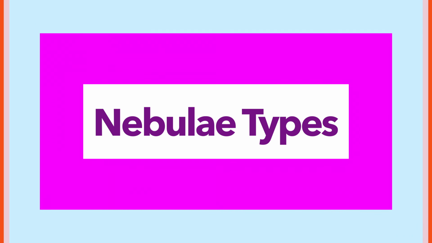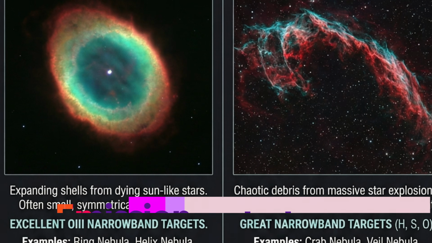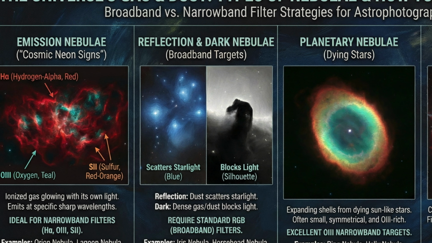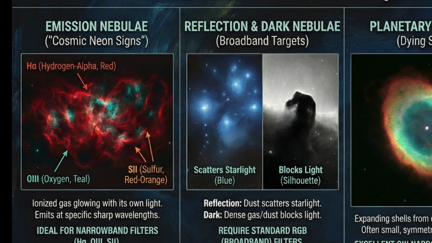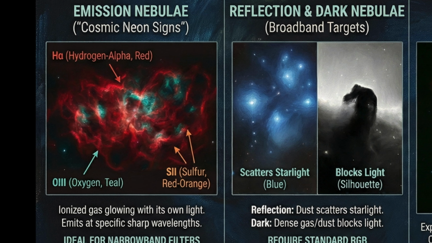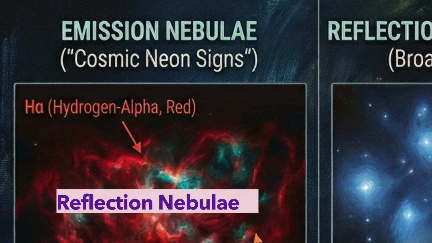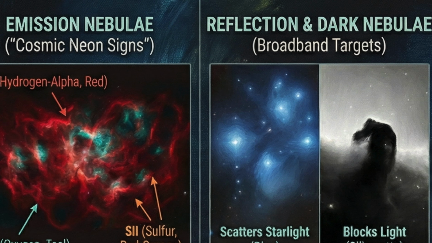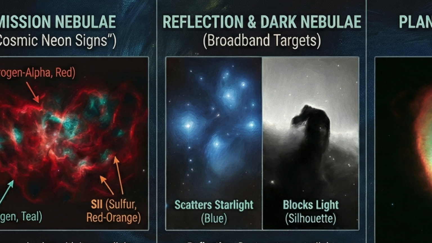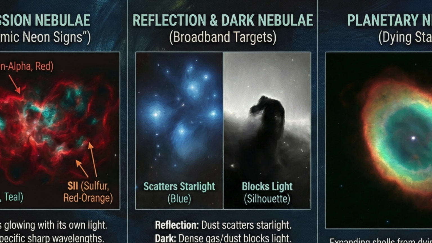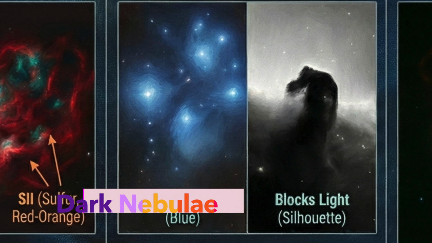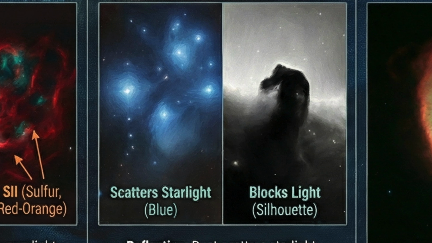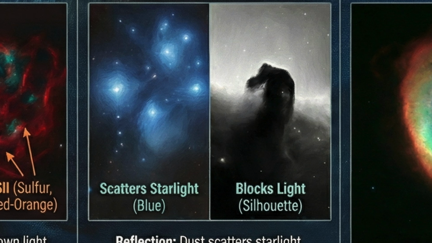Nebulae themselves come in several types, and each behaves slightly differently. Emission nebulae, like the Lagoon Nebula or the Heart Nebula, glow because their gas is energized by nearby young stars, producing strong emission lines ideal for narrowband imaging. Reflection nebulae, like the famous Pleiades dust clouds, don't emit light at all. They scatter the light of nearby stars, which is why they often appear bluish. Because they reflect starlight, broadband filters are better suited here. Then there are dark nebulae, like the Horsehead Nebula, which are dense clouds of dust blocking the light behind them, forming dramatic silhouettes against brighter backgrounds.